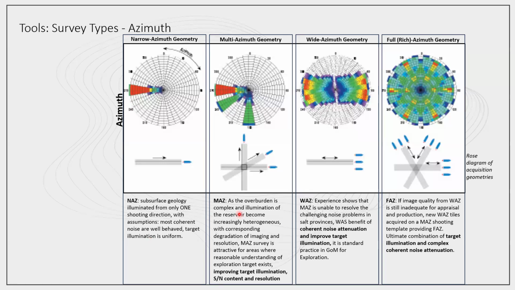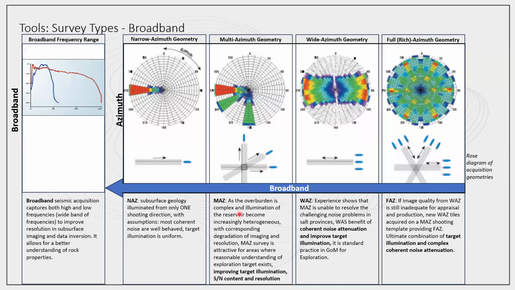When we will have the selection of the azimuth, we also have what's called the frequency or the broadband. And the broadband is looking for the full frequency, capturing the minimum and high frequency, the low and high frequencies during the acquisition. And the reason for that is to improve the resolution of the subsurface, improve the imaging, and allow for better understanding of the rock properties.